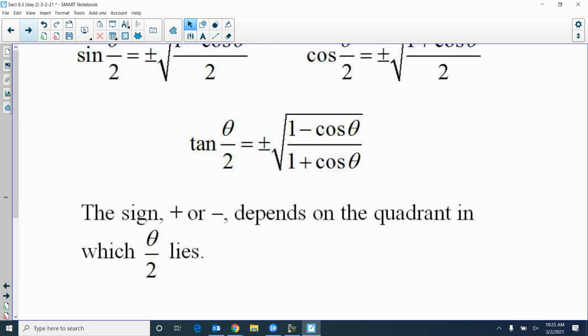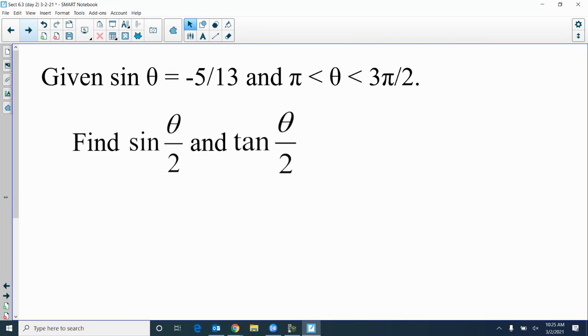All right, so for that first one, it says given sine of theta equals negative 5/13 and pi is less than theta is less than 3 pi over 2. So what quadrant is it in? Quadrant 3. Find sine of theta over 2 and then tangent of theta over 2. Well, let's just find sine of theta over 2 first.